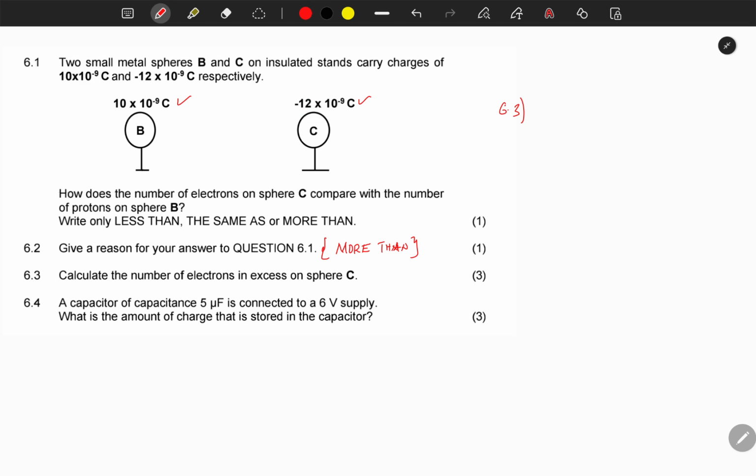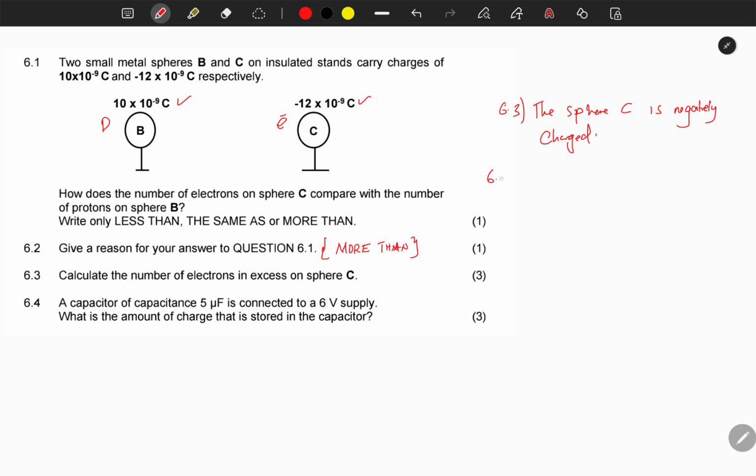It means it has a lot of electrons as compared to this one. So this one has protons, this one has more electrons. It's simple because we are saying the sphere C is negatively charged.